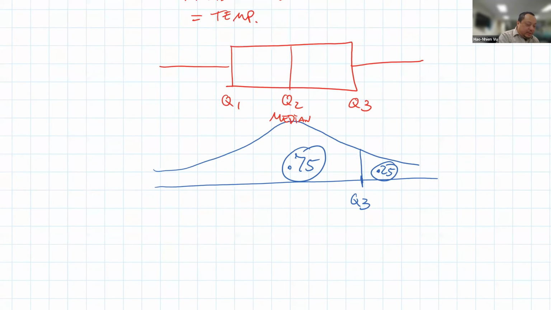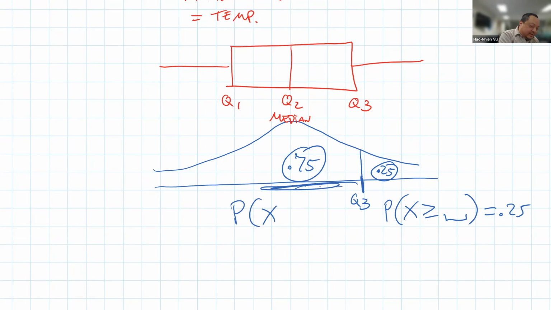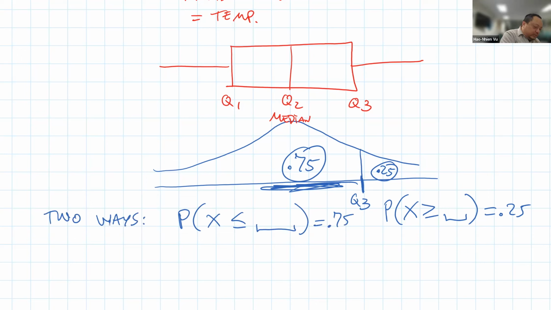So there are two ways of doing it. You can do probability that x is greater than some unknown number is 0.25, right? That will get you the third quartile. Or you can also do this. X is less than, right? On this side is the less than side. Some number is 0.75. So there are two ways of doing it. Okay? But as long as you imagine that wherever the quartile is where it separates the lower 75% from the top 25%.